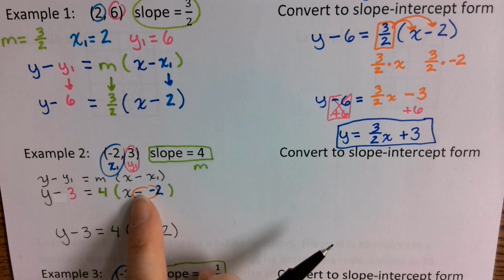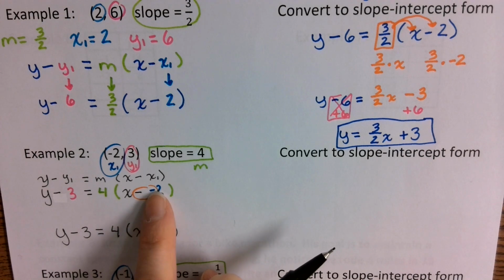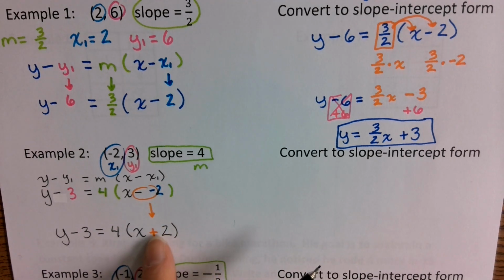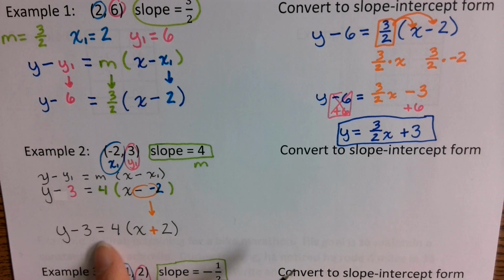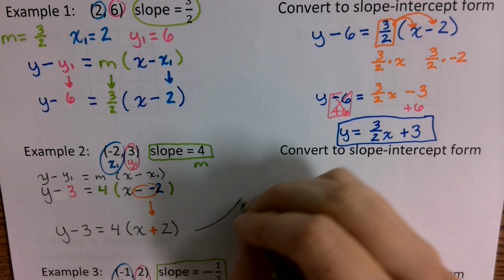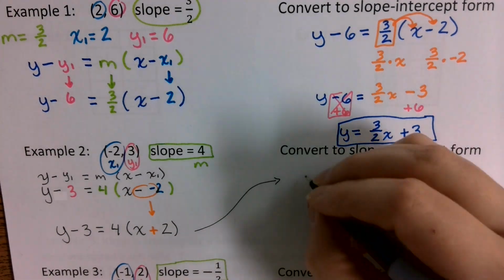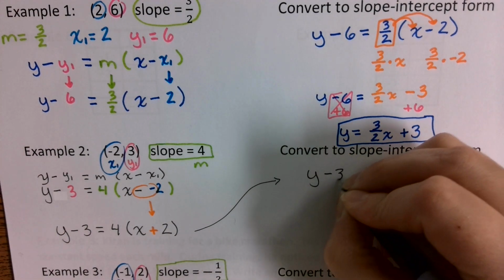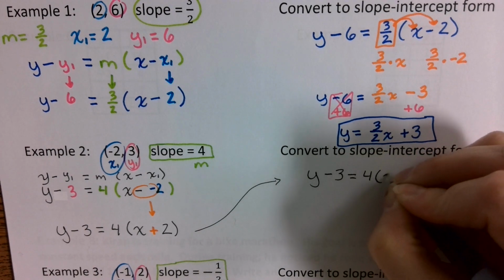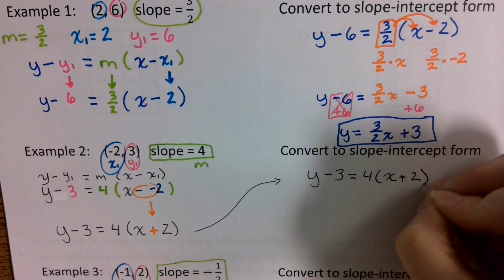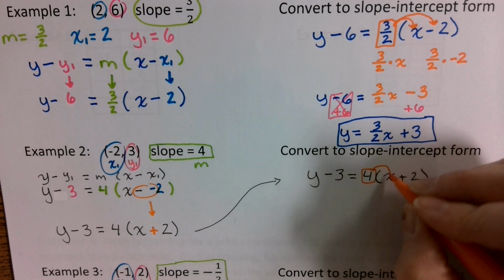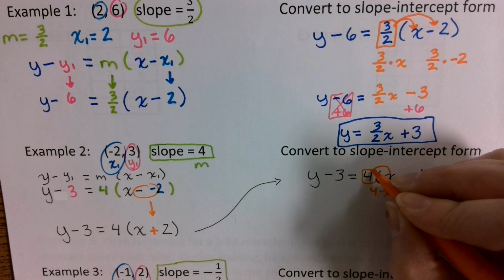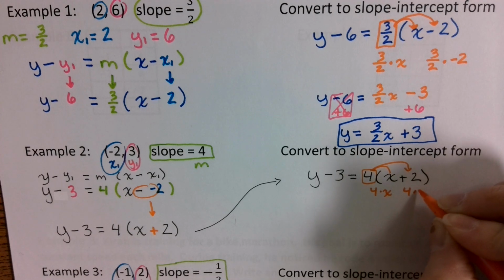Now notice we have minus and a negative. When we have minus and a negative, that actually resorts to a plus sign instead. So I just rewrote it as y minus 3 equals 4 times x plus 2. Now I'm going to come on over here and do my conversion. So y minus 3 is equal to 4 times x plus 2. I'm going to do my distributive property first. So that means I'm doing 4 times the x, and I'm doing 4 times the 2.